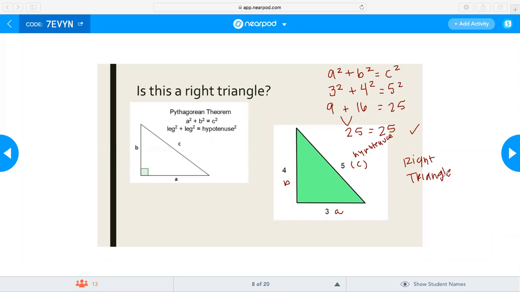Miss Patterson, I have a question. Yes, Kaylee Kang. So when you're using the Pythagorean theorem, all you're trying to do is figure out if it's a right triangle. For now, yes, that's all we're going to do. But in about 2 minutes, we're going to do a little bit more than that. But yes, we use the Pythagorean theorem to find out if it's a right triangle.